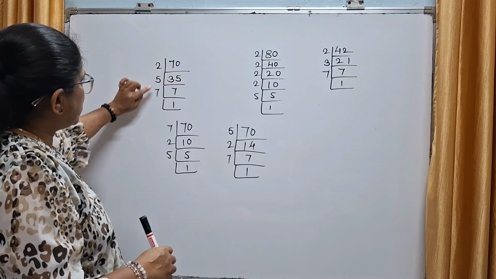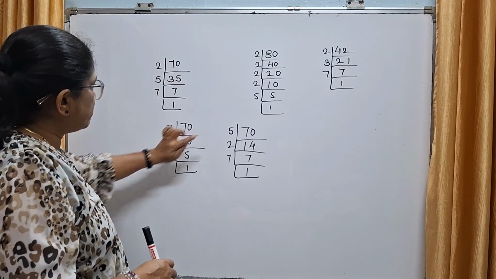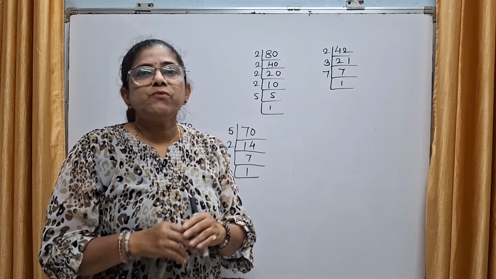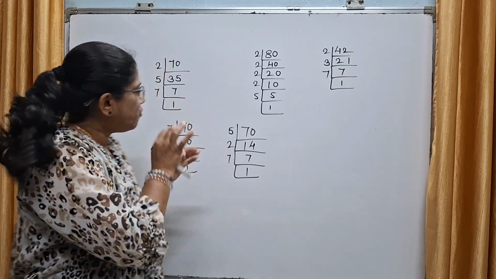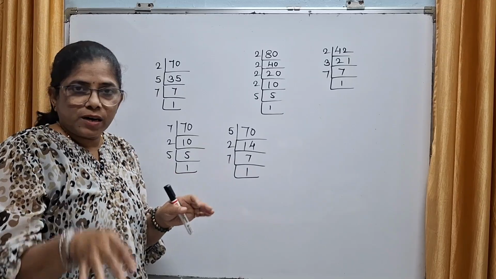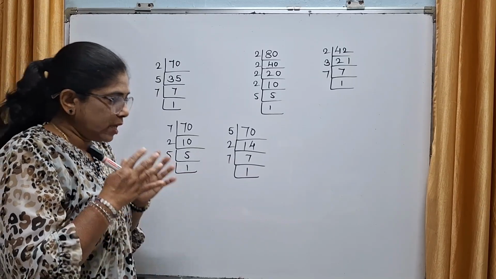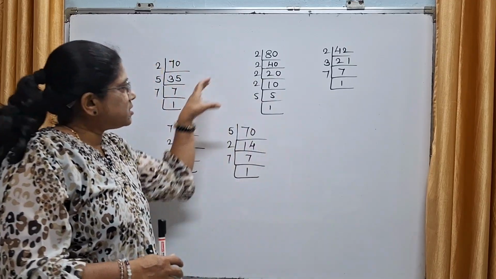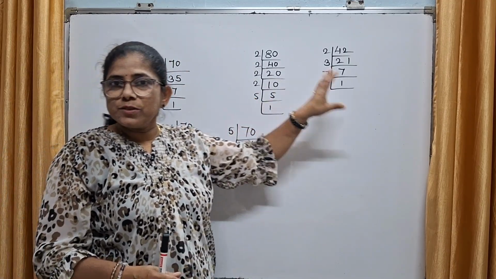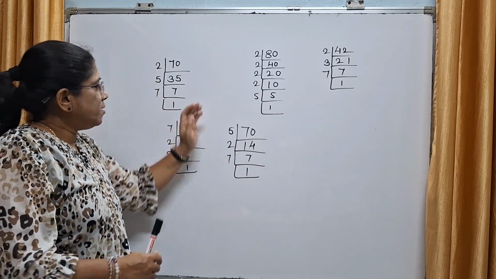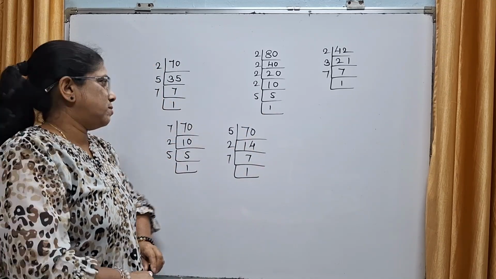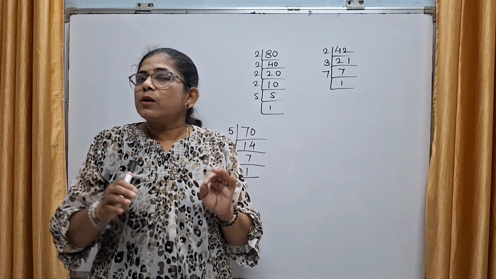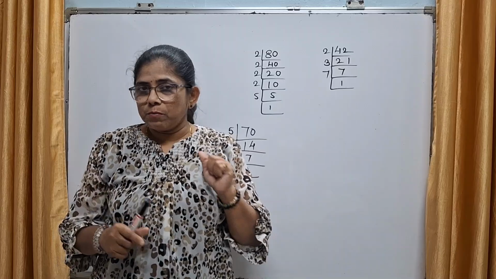Here 2, 5, 7. 7, 2, 5. 5, 2, 7. Means in each and every factorization we are getting 2 one time, 5 one time, 7 one time. So this is what exactly this theorem means to say, that factorization is unique irrespective of the order of the factors. So this is all about the fundamental theorem of arithmetic of real numbers.